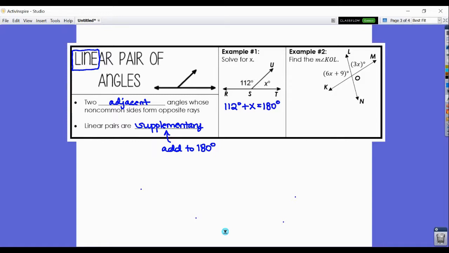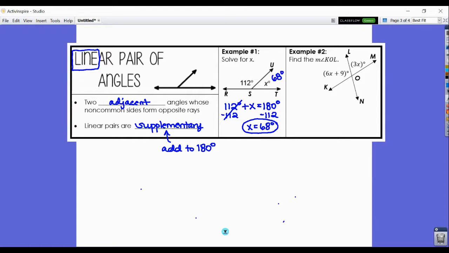Angle UST we didn't know, so we had x in the figure. That's why I put x in my equation. Now I want to get x by itself. I subtract over that 112. So I subtract 112 from each side, and my answer comes out to be 68 degrees. So x is going to be 68. The measure of angle UST would be 68 degrees.